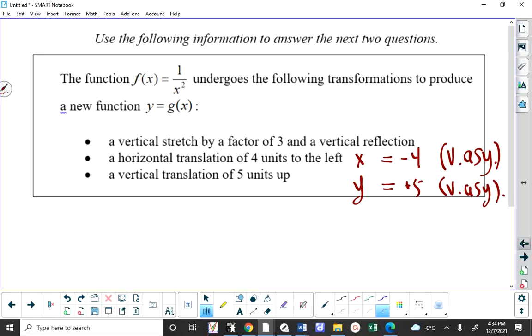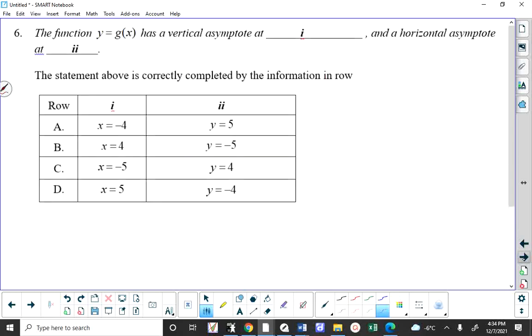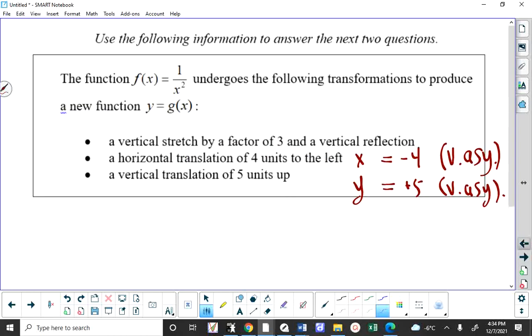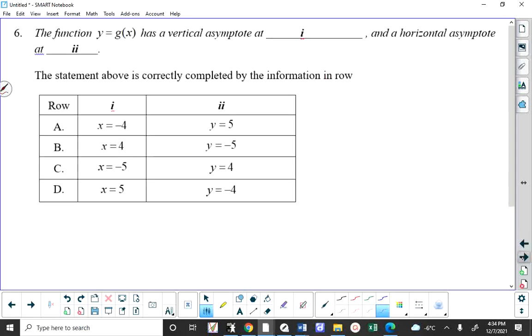Okay, let's keep that in mind. So what does the question say? The function has a vertical asymptote at... well, this is the easy part. Actually, I don't think this tricked anybody. This was an easier question. x equals -4 for the vertical asymptote, y equals 5 for the horizontal asymptote, which I guess the answer is A. I'm mistaken. It's question 2 that threw some of you for a loop.